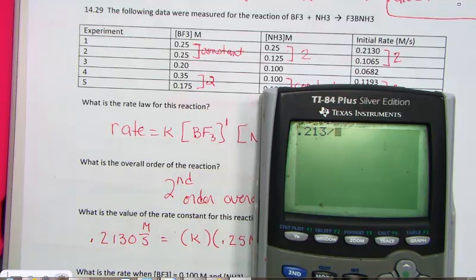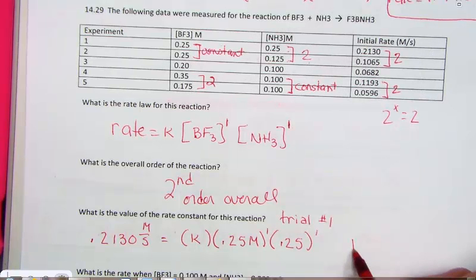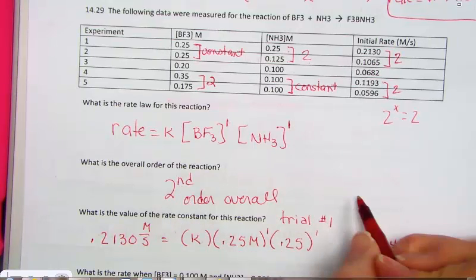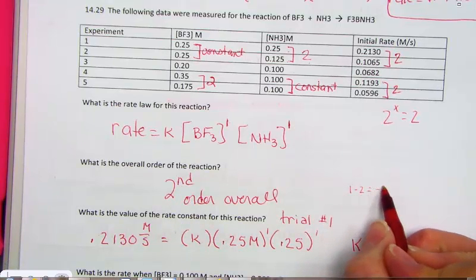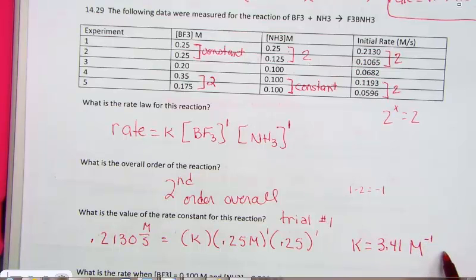0.213 divided by 0.25 divided by 0.25 is 3.41. You want to say 3.41? Let's see, it's second order overall. 1 minus the overall order gives me molarity -1, and the time unit is S -1.